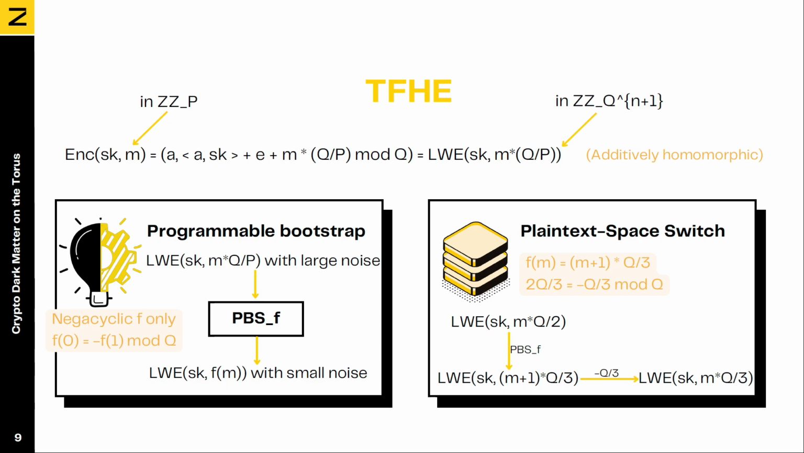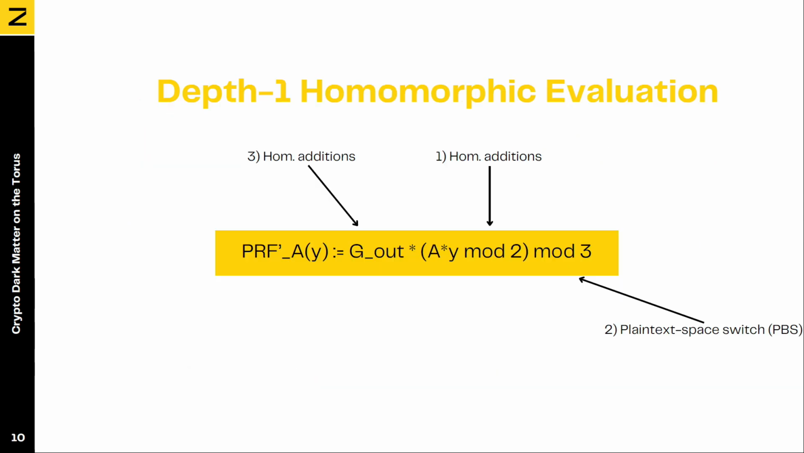So for example, if we want to switch plaintext space, what we would do is we would apply a PBS with a function on this slide. And in particular, this is a negacyclic function considering a binary plaintext space. And then we just apply a shift afterwards. OK, so this is essentially how you switch the plaintext space of a ciphertext using a single PBS. And one thing to note here is that PBSs are the expensive operation in TFHE. So you want to minimize the number of these as much as you can.